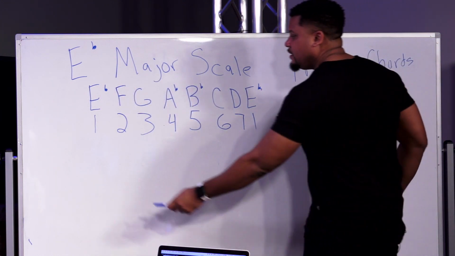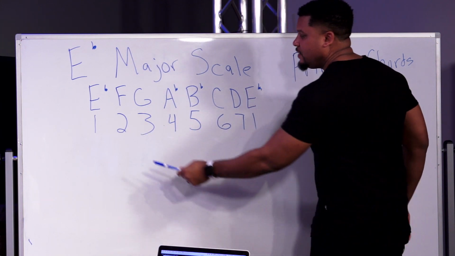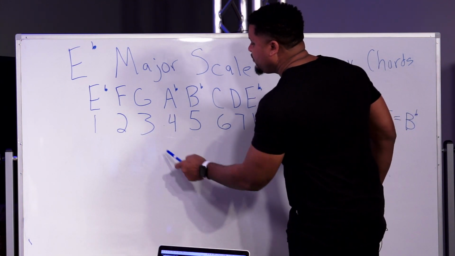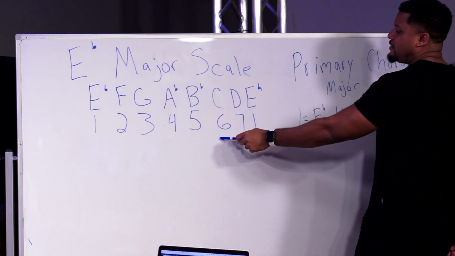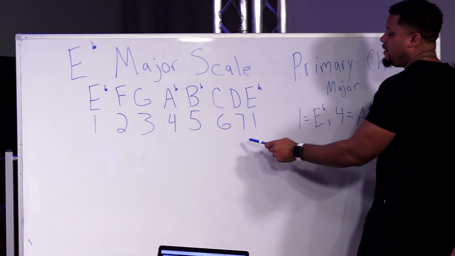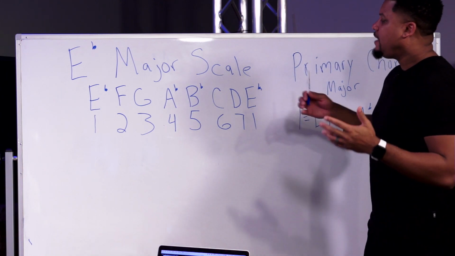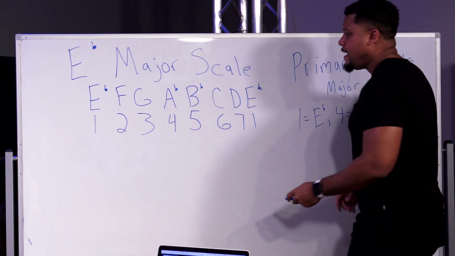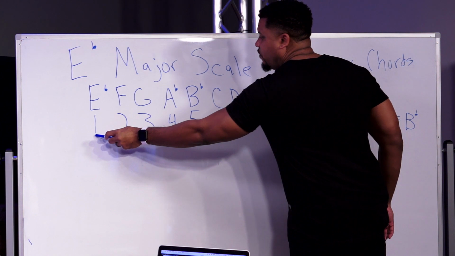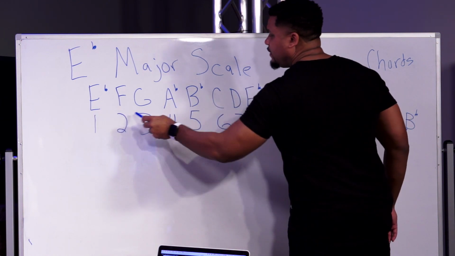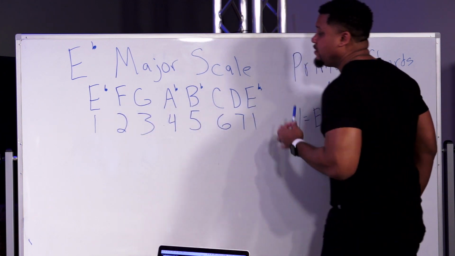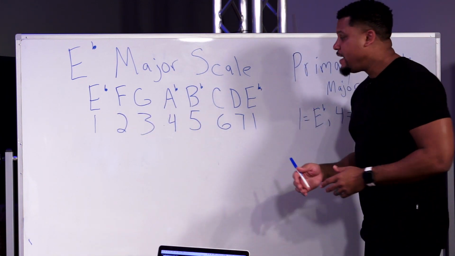And as you can see, E flat is the 1, F is the 2, G is the 3, A flat is the 4, B flat is the 5, C is the 6, D is the 7, and the 1 is E flat. So just like the key of C major, you're going to find that the 1 is going to be your major chord, which is built off of the 1, the 3, and the 5, pretty much every other note of the E flat major scale.